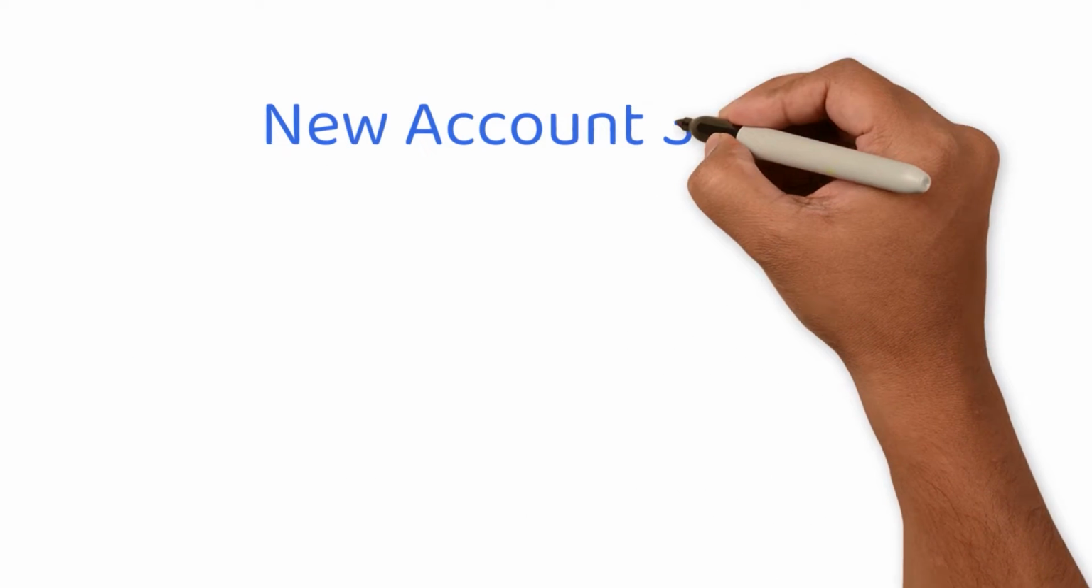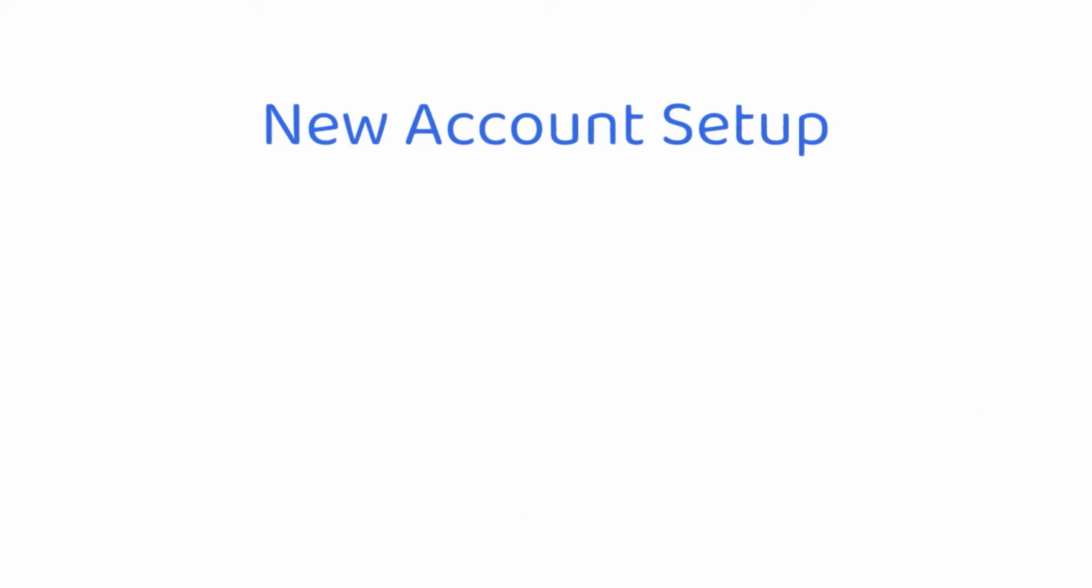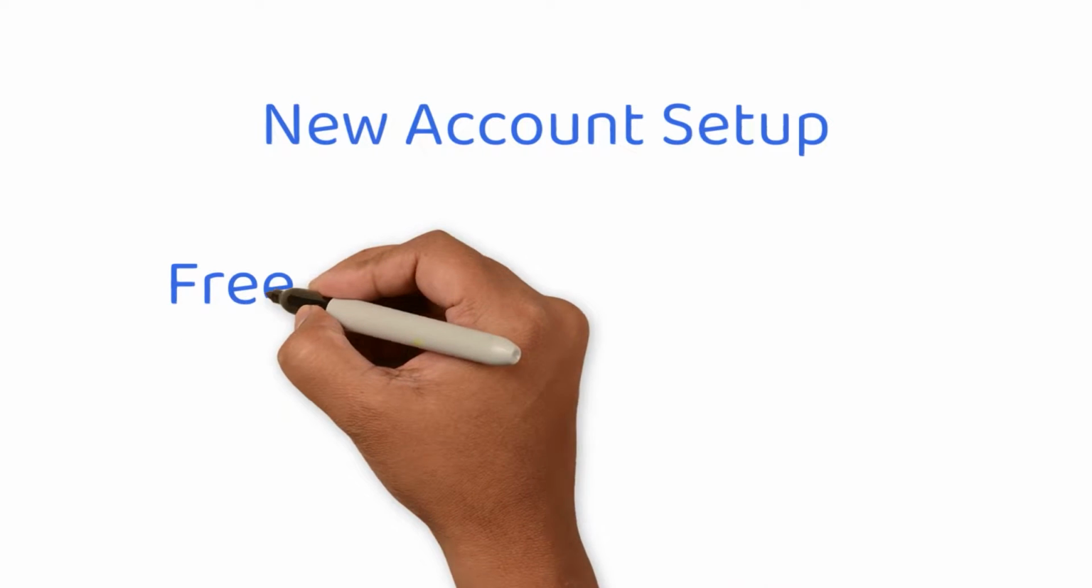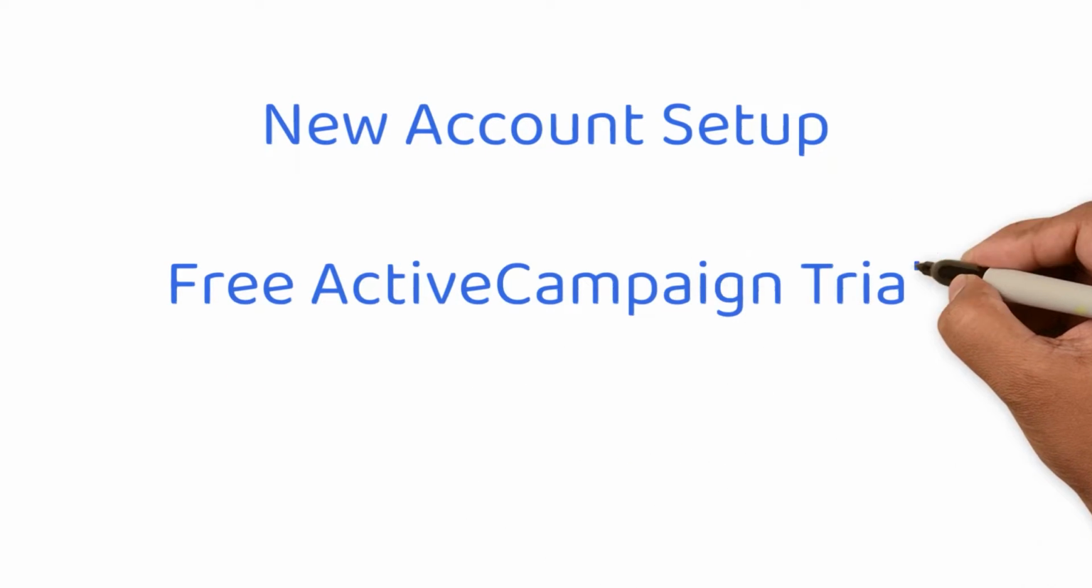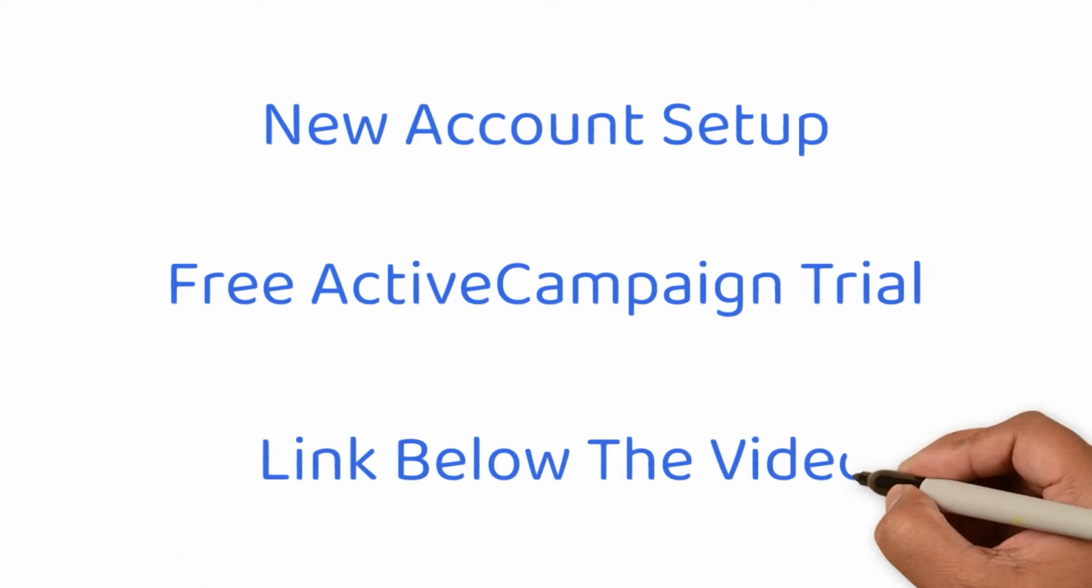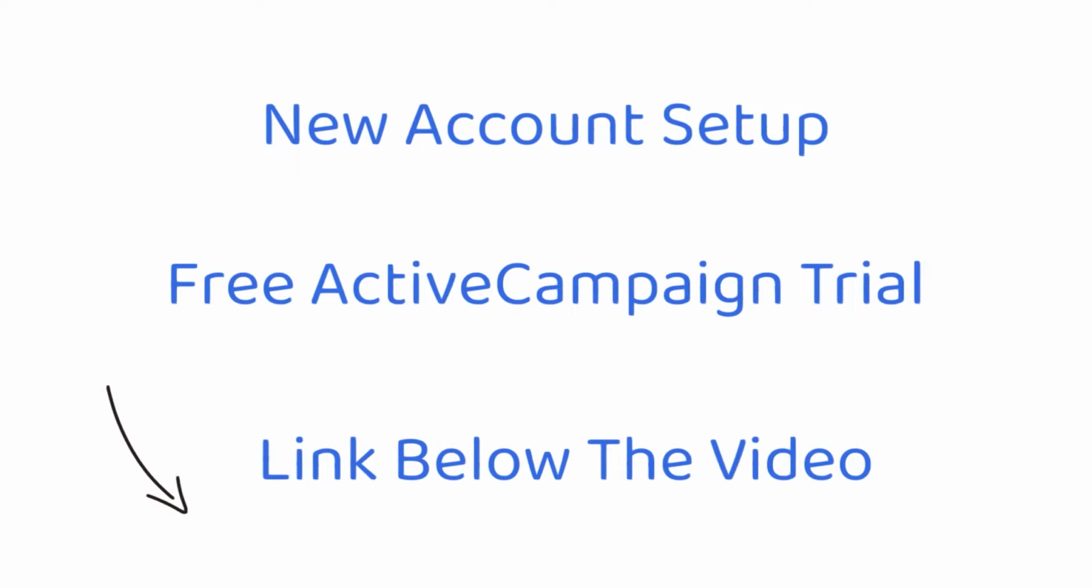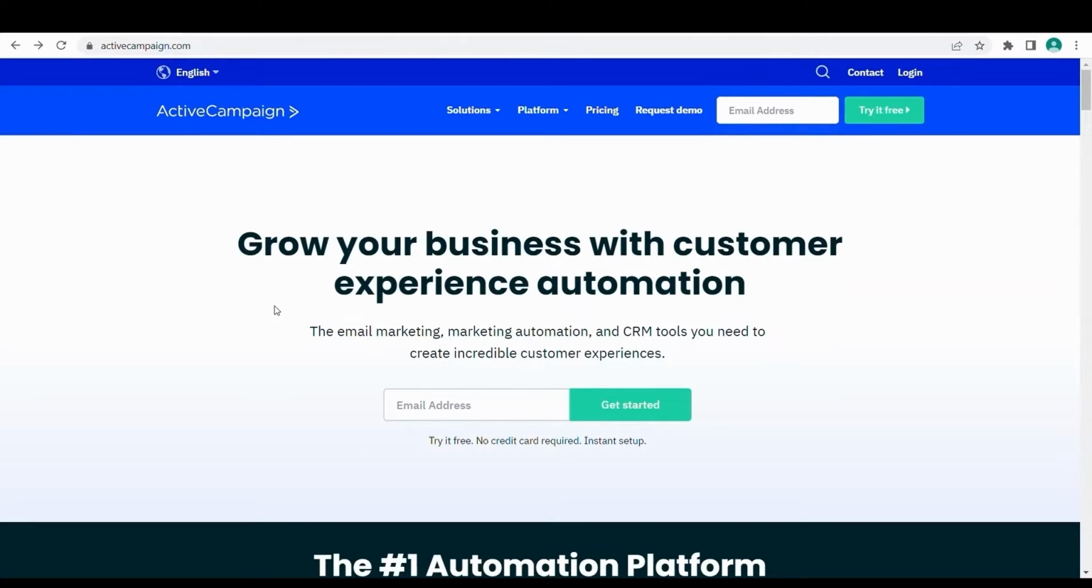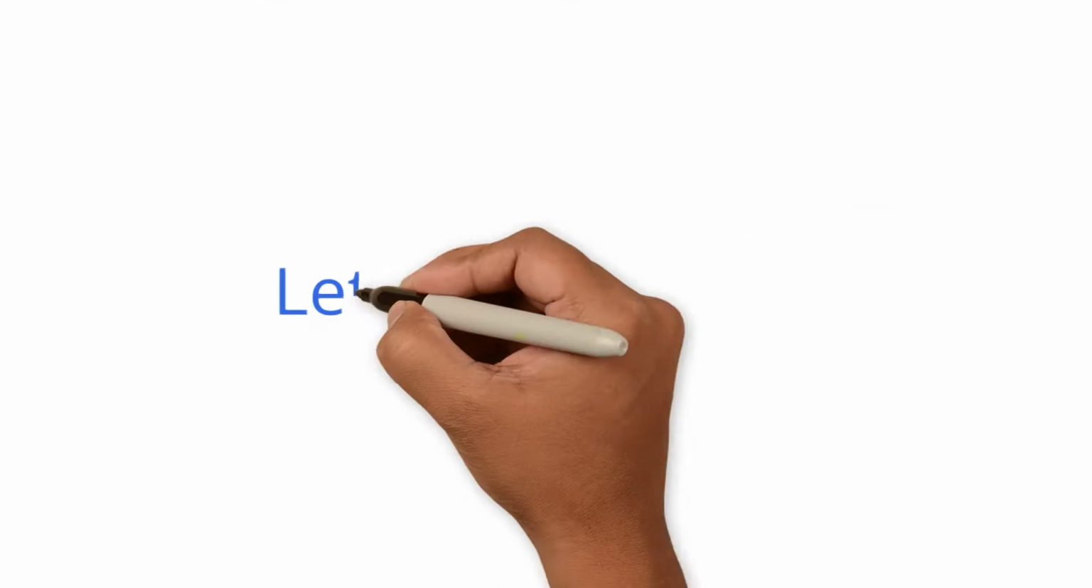We'll start the series by properly setting up a new ActiveCampaign account. But before we do that, you should get your free ActiveCampaign account so you can follow step by step. Simply click the affiliate link below the video to go to ActiveCampaign and enter your email address. Here you'll get your 14-day free trial and you don't need to provide your credit card information.